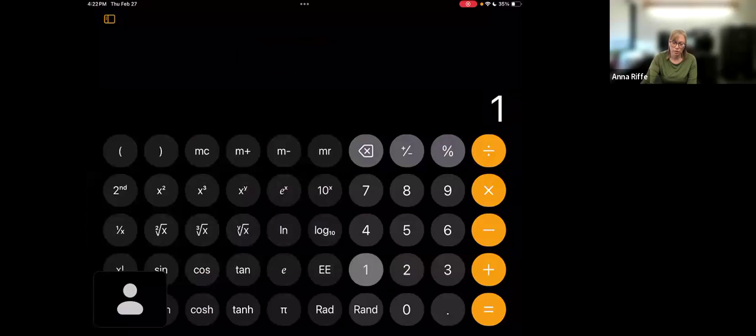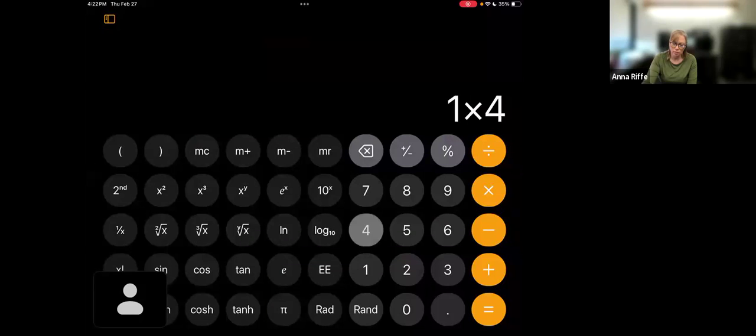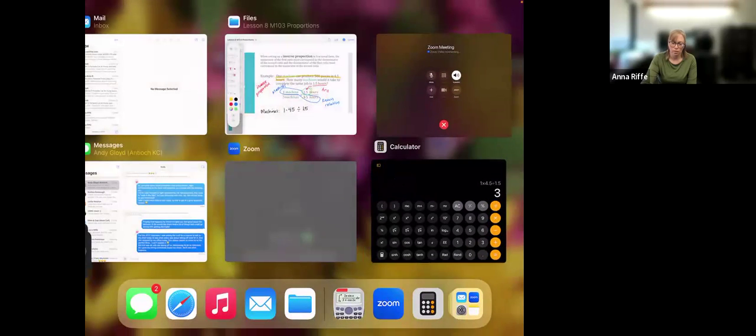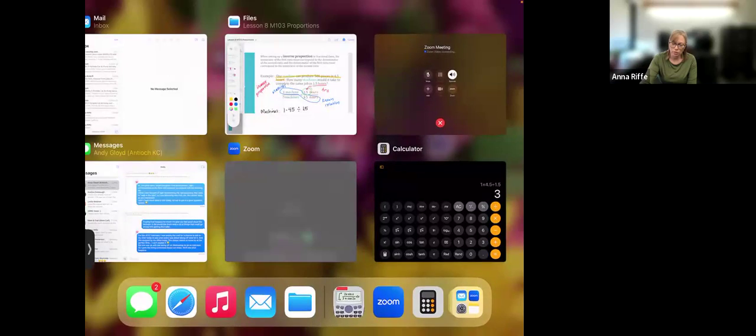Okay, 1 times... lost my paper, 4.5 divided by 1.5 is equal to 3. Okay. So that is equal to 3.